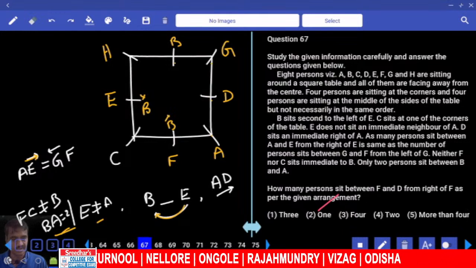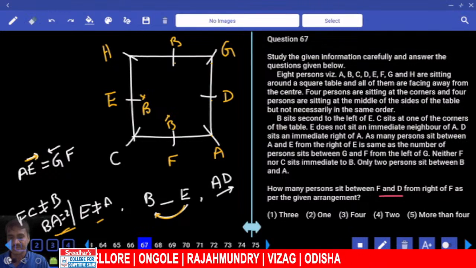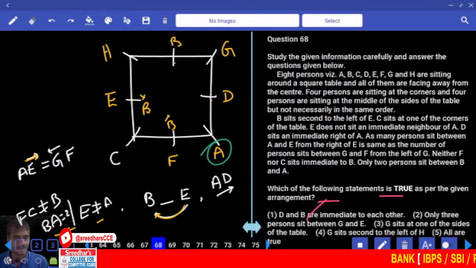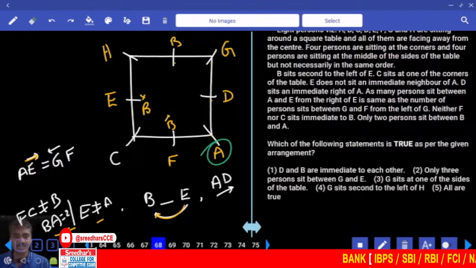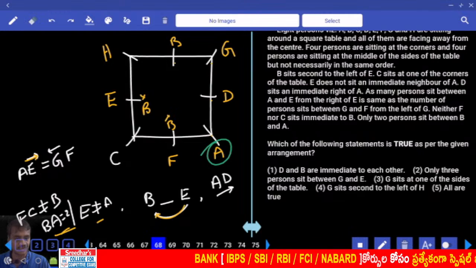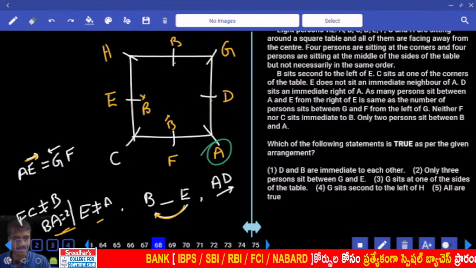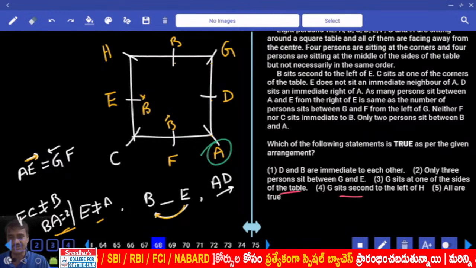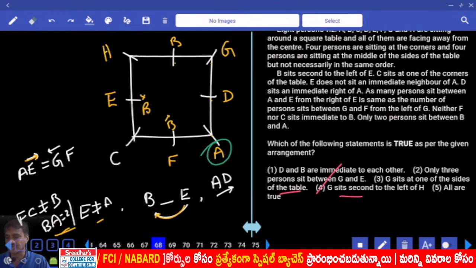Then 67, how many are in between F and D, from the right hand side of F? How many persons? 1. That is choice 2, 67. Then 68, which of the following statements is true? D and B are immediate neighbors? No. 3 in between G and E, that is false. G sits at one of the sides of the table, false. G sits second to the left of H, definitely choice 4.